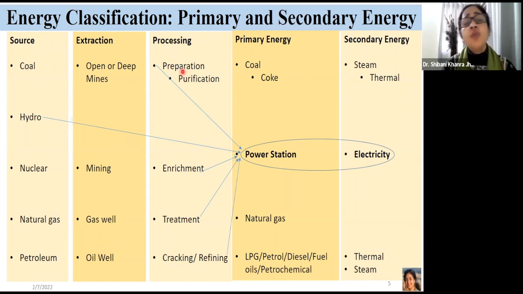And then it goes to the further processing unit, and we have different forms of processing output like enrichment, treatment, cracking, refining for petroleum, for example, which lead us to primary energy sources in the form of coal and coke from the coal. So after preparation, coal is obtained, and then through purification, it gives rise to coke, and so on. As you can observe, all these sources are finally used at the power station to generate electricity. Apart from that, we have thermal and steam energy as well as secondary forms of energy.